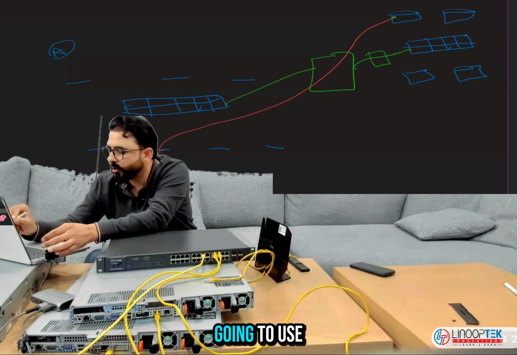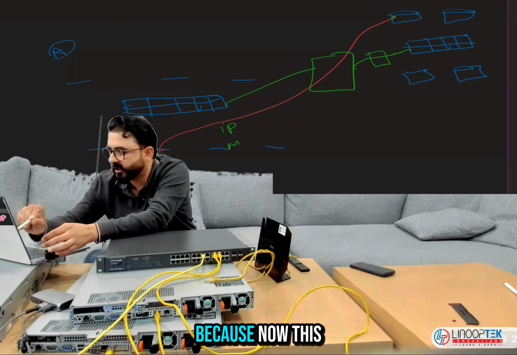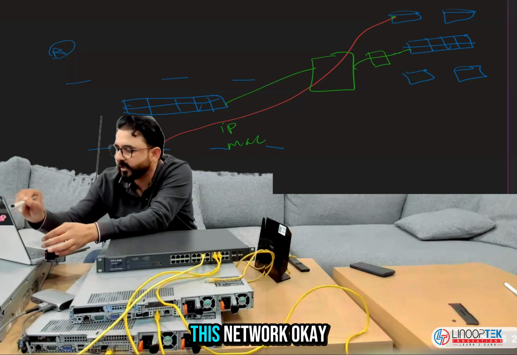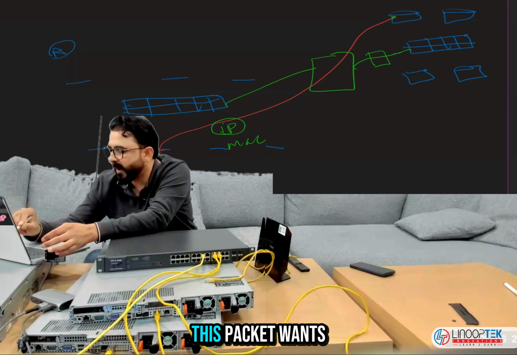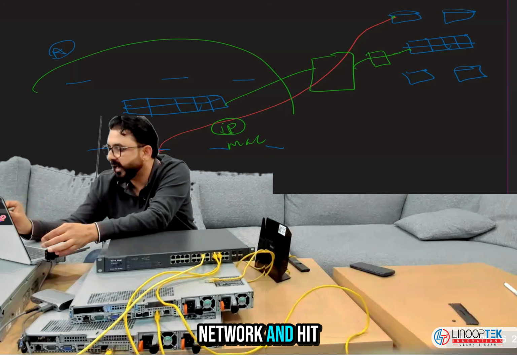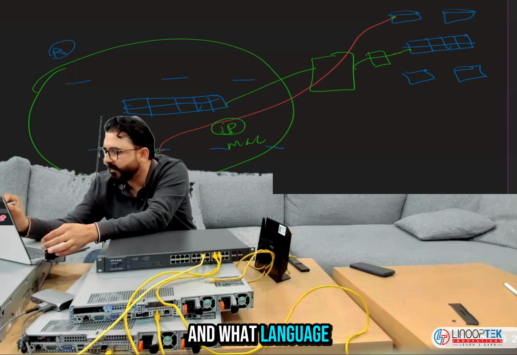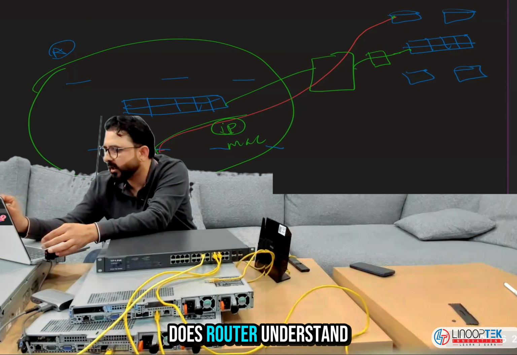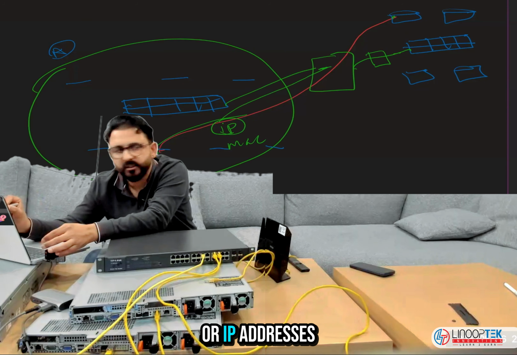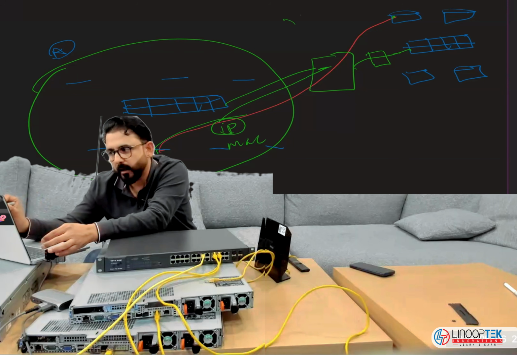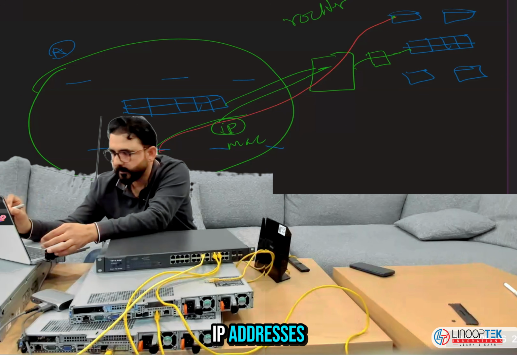This time it's going to use the IP address because now the story is leaving this network. Okay, this packet wants to leave this network and hit the router. And what language does the router understand? Does the router understand the MAC addresses or IP addresses? IP addresses.